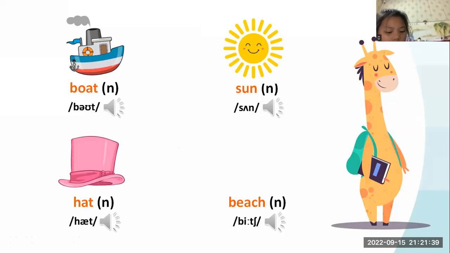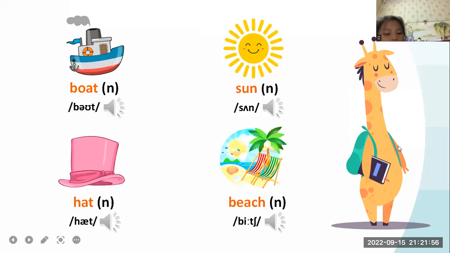Very good. Look at the picture. What color is the hat? It's pink. Okay, it's pink. Next, we have beach. Beach. What can you see in the beach? I can see a tree, two chairs, two birds, and one big sun.